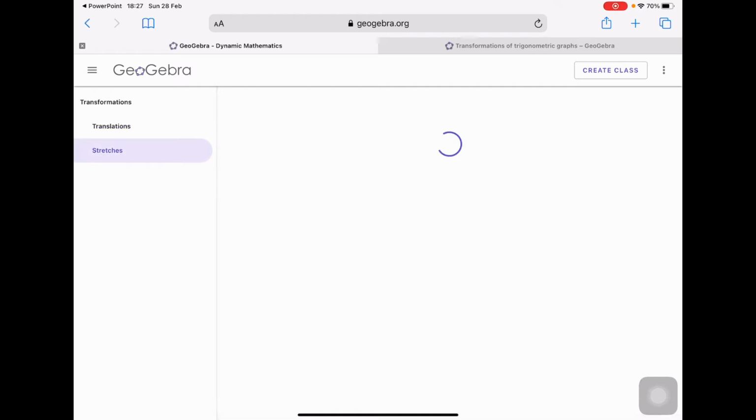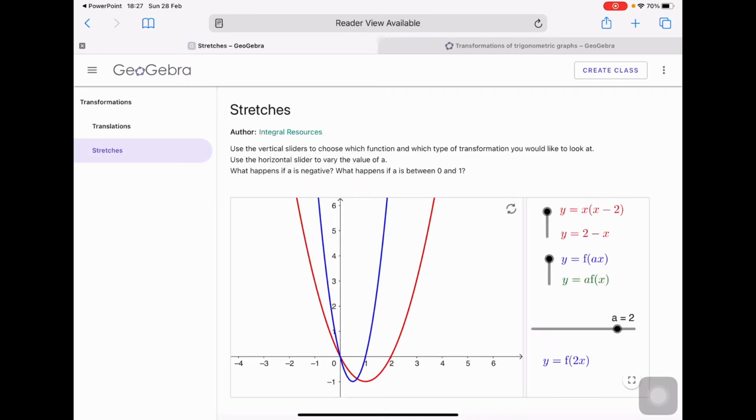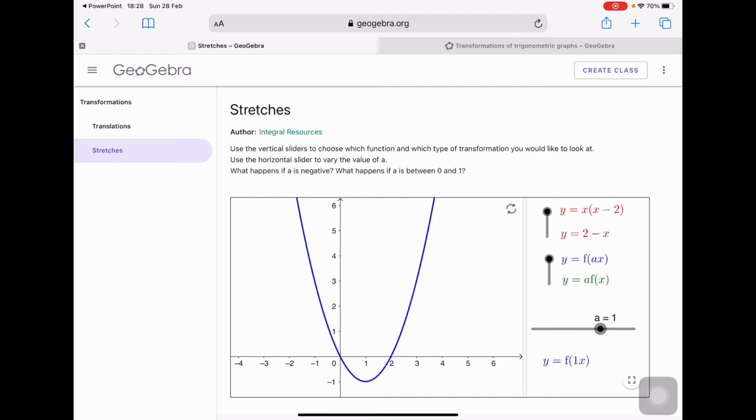I'm going to now have a look at the stretch transformations. So let's start off with a equals 1, just so we have one graph on there. So this is, look, no transformation is taking place. If it's f of x, let's do f of 2x: the graph, all the x values are being halved. Look, none of the y values are changing, but all the x values are being halved.